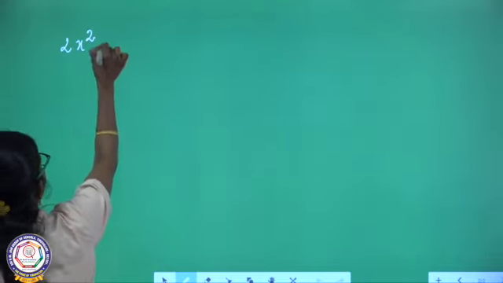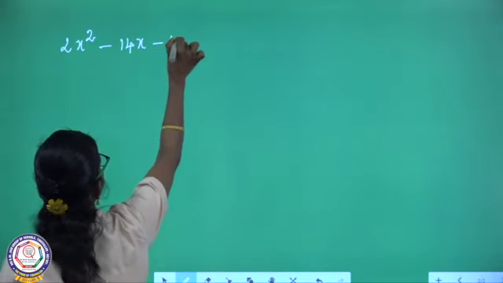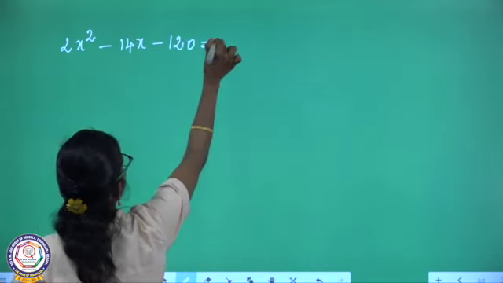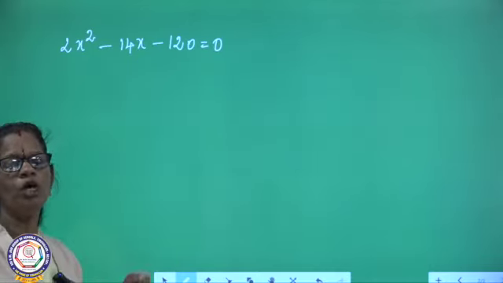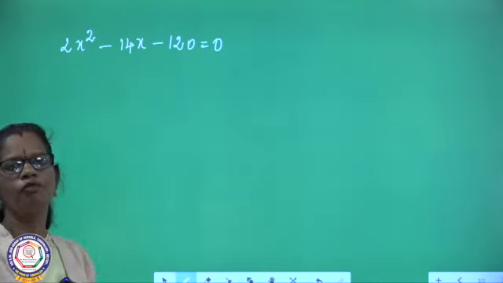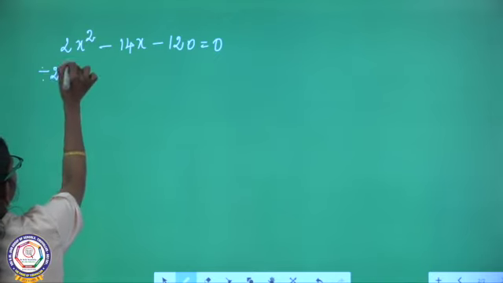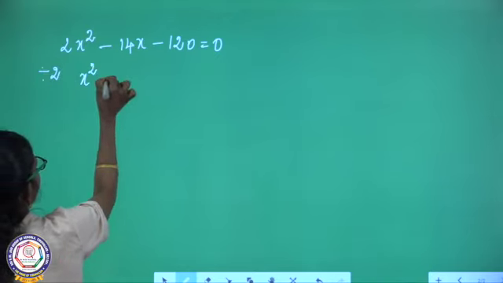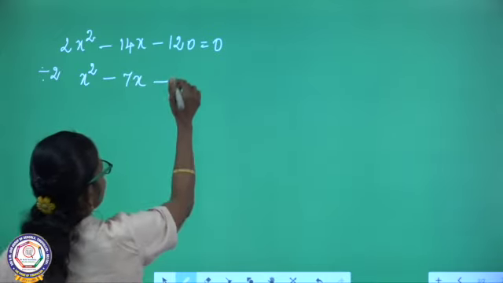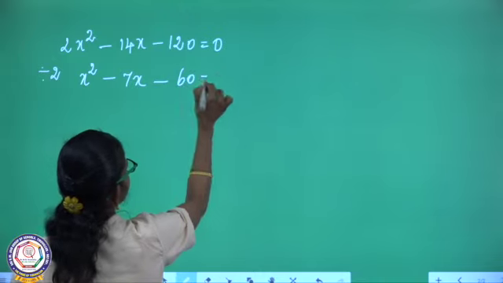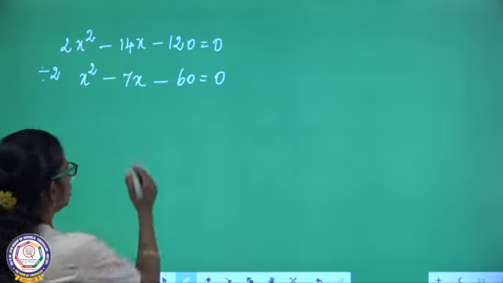2x² − 14x − 120 = 0. Here, one thing you should notice: everything is a multiple of 2. If all the terms are multiples of 2, you can divide by 2. Divided by 2, what will you get? x² − 7x − 60 = 0, right?